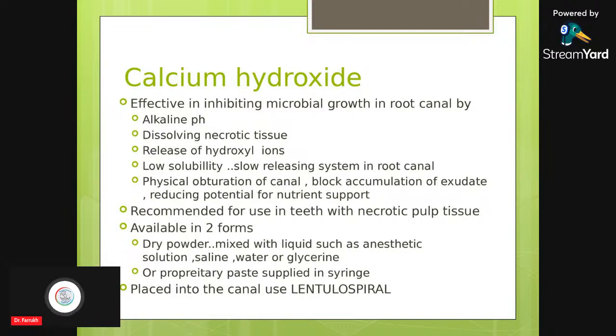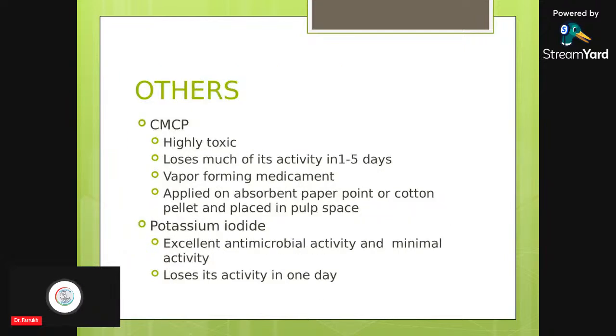Okay, in necrotic pulp tissue, we use calcium hydroxide, and it is available basically in two forms: dry powder mixed with liquids such as anesthetic solution, saline, water, glycerine, or proprietary paste supplied in a syringe. And it is basically placed into the canal with the help of a lentulo spiral. This is also an instrument. This is just like a file, but with the help of this we can place calcium hydroxide into the canal. Others include CMCP.